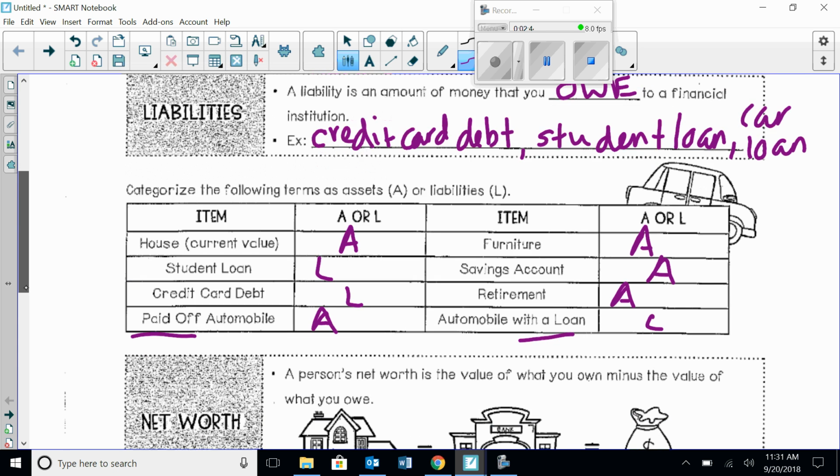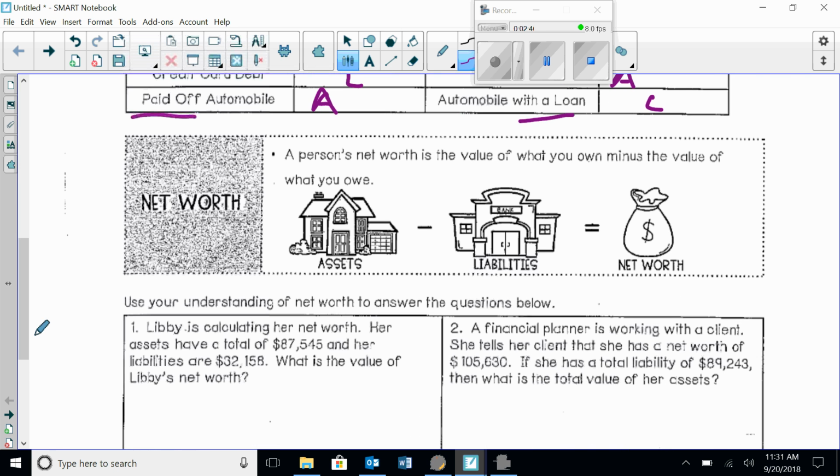Okay, so if we look at this, it says that in order to find a net worth, a person's net worth is what you own minus the value of what you owe. So we like to say that net worth equals all your assets minus your liabilities. Okay, so we're going to work some examples really quick and show you what we actually do to be able to use numbers to be able to find it.